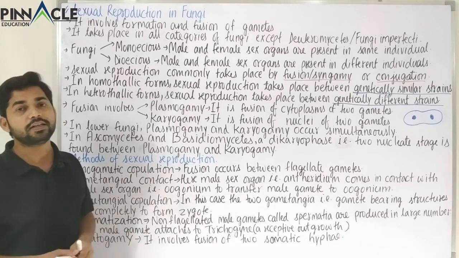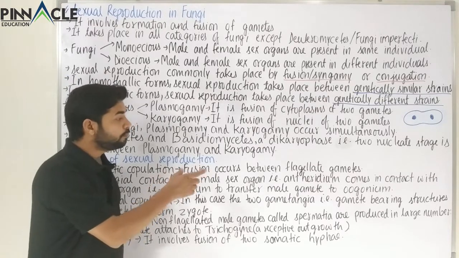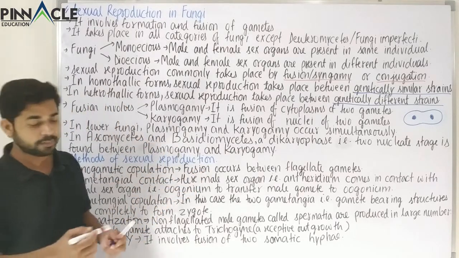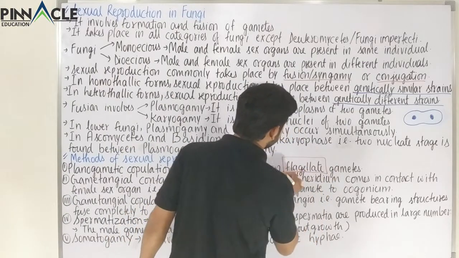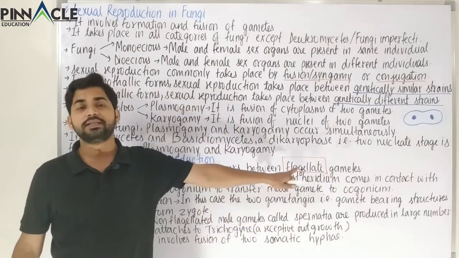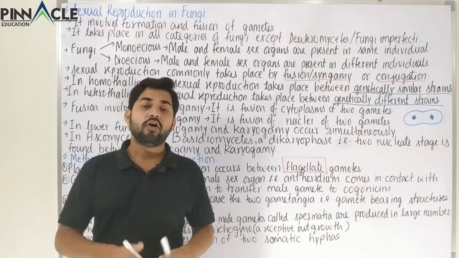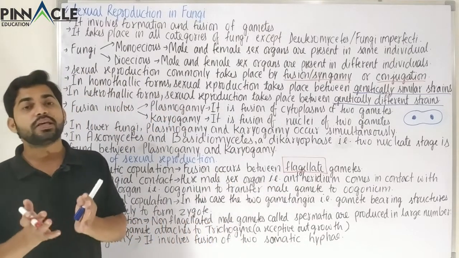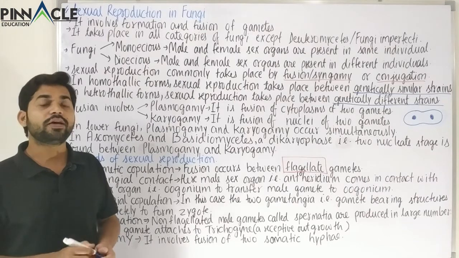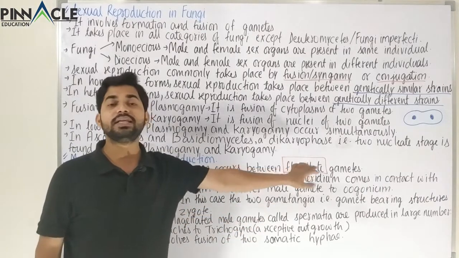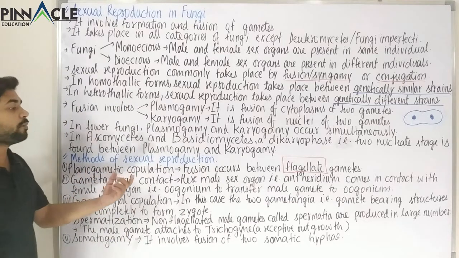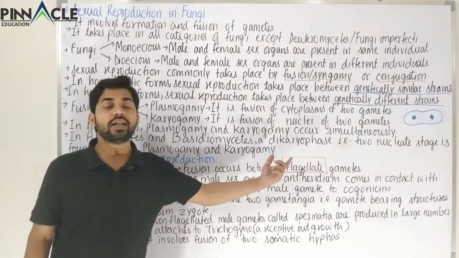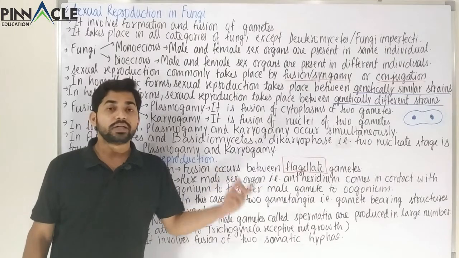So it is very simple. It involves fusion between flagellate gametes. So both the gametes that will be fusing will be flagellate. If they are flagellate, we can say that these 2 gametes will be motile. Wherever flagella is present, normally that cell is motile. So this planogametic copulation involves fusion between flagellate gametes or motile gametes.